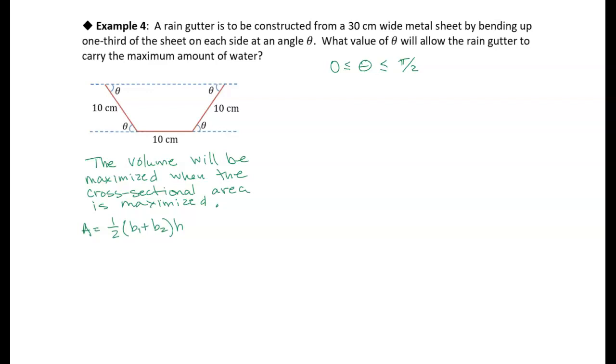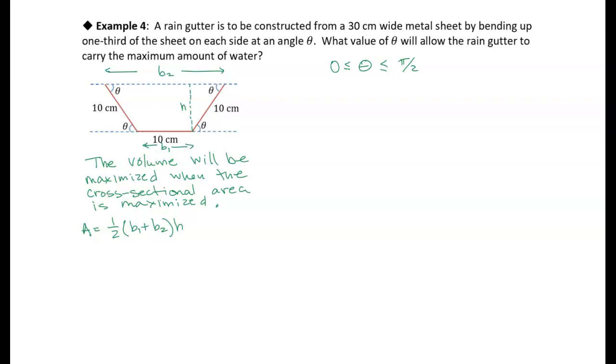Now I'm going to draw in the height here, and I'm going to draw it down here to this corner. So here's the height. This length here I'll call B2, and this length here is B1. Those are our two bases, the two parallel sides.